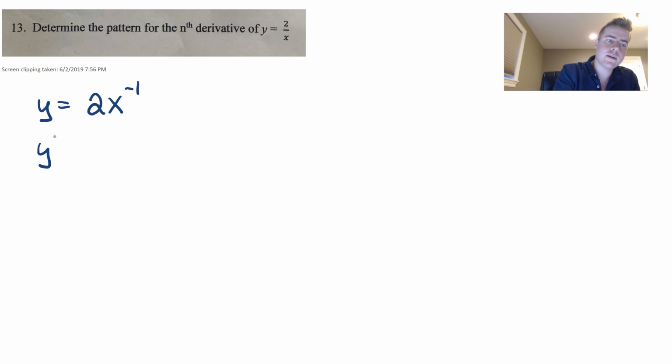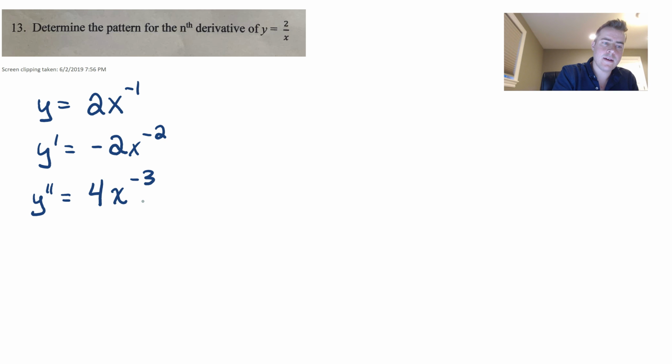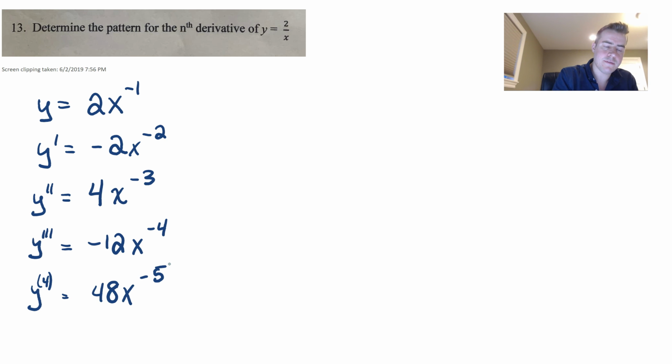All right, so the first derivative, if we did this out, power rule, bring that down in front, would be negative 2x to the negative 2. The second derivative, negative 2 times the negative 2 is a positive 4, x to the negative 3. Okay, the third derivative here would be negative 12 x to the negative 4. The fourth derivative of this would simply be 48 x to the negative 5.